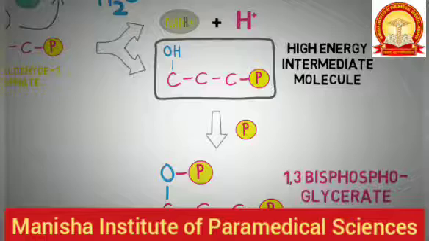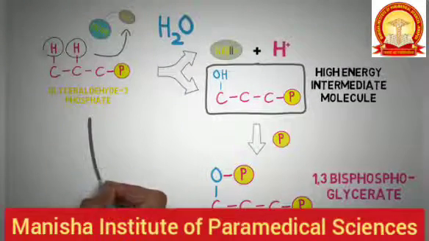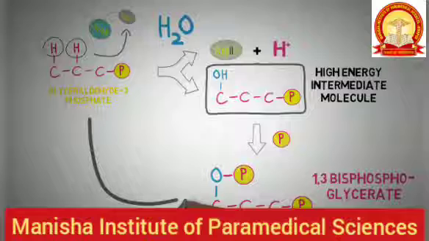known as 1,3-bisphosphoglycerate. Because 2 phosphate groups are attached to it, now the new one being at the first carbon. So this is how the glyceraldehyde 3-phosphate gets converted to 1,3-bisphosphoglycerate.